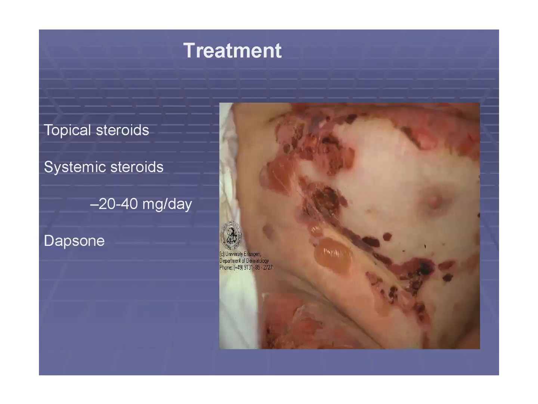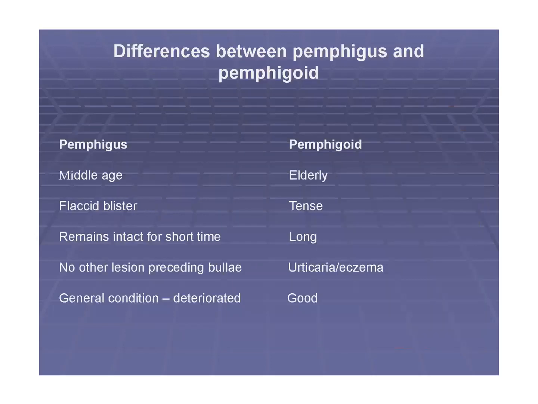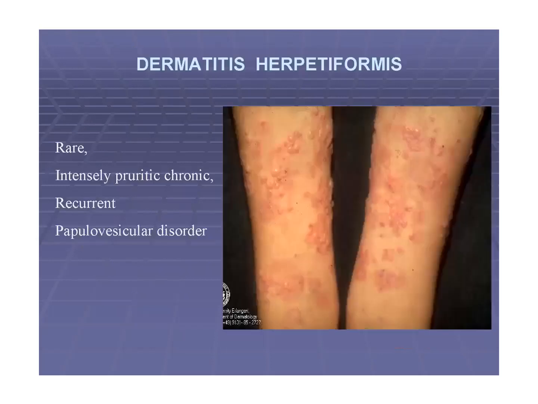Treatment: topical steroids, systemic steroids, but we don't need that high a dose as in pemphigus vulgaris, and dapsone may also be given. Now there are differences between pemphigus and bullous pemphigoid. Age: middle-aged versus elderly. Blisters: flaccid versus tense, remaining intact for a short time versus a longer time. No other lesions precede the bullae in pemphigus, but urticaria and eczema may be present in pemphigoid. General condition is deteriorated in pemphigus, and it is good in pemphigoid.